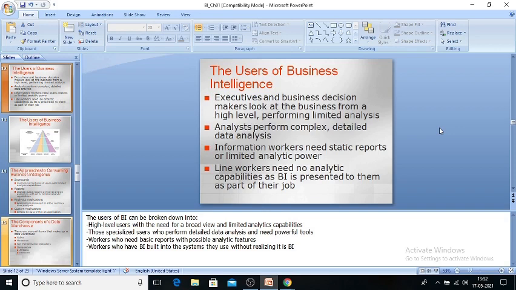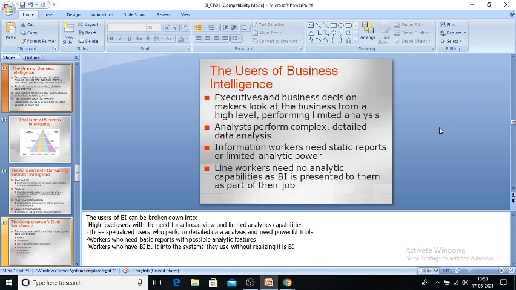They need not do any analysis. They are just playing with the data. Business intelligence capabilities are presented to them as a part of their job. Their job is to collect the data, work on data. The capabilities of business intelligence are presented to them as a part of their job.